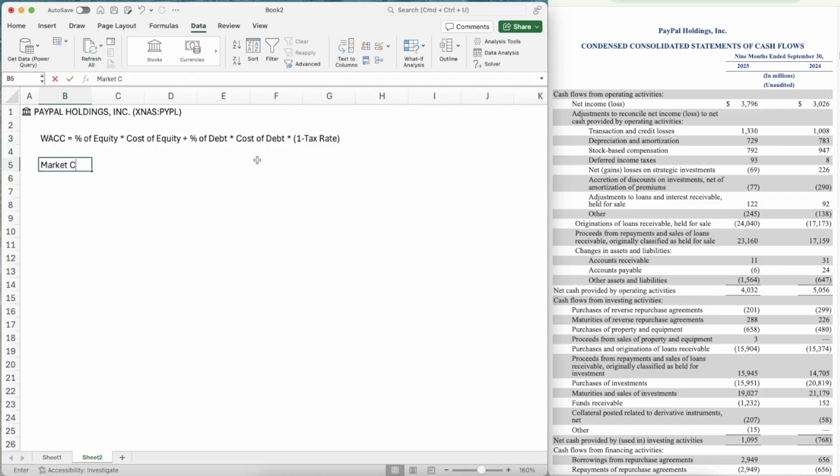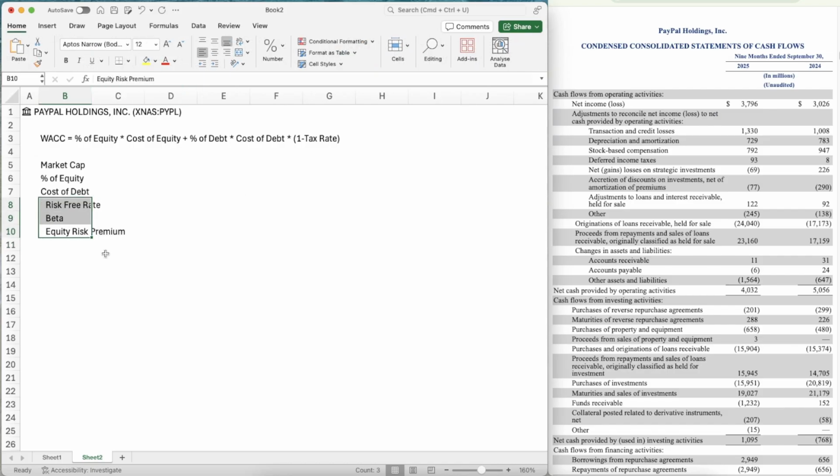So we go market cap. To get all of these, we need a few components. And the first one we'll start with is the market cap. Then we want the percentage of equity, which is the market cap plus debt, to get a total, and then you do the market cap divided by the total. And the cost of equity is made up of the risk-free rate, the beta, and the equity risk premium. Just indent these slightly because they're their own calculation, really.